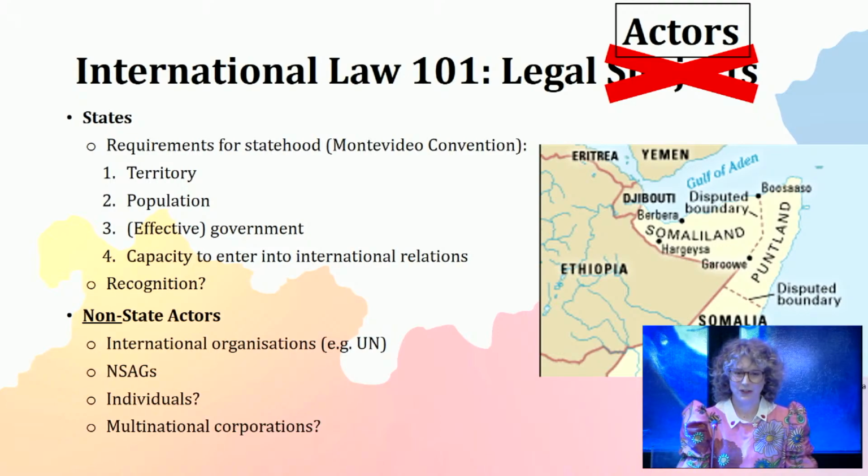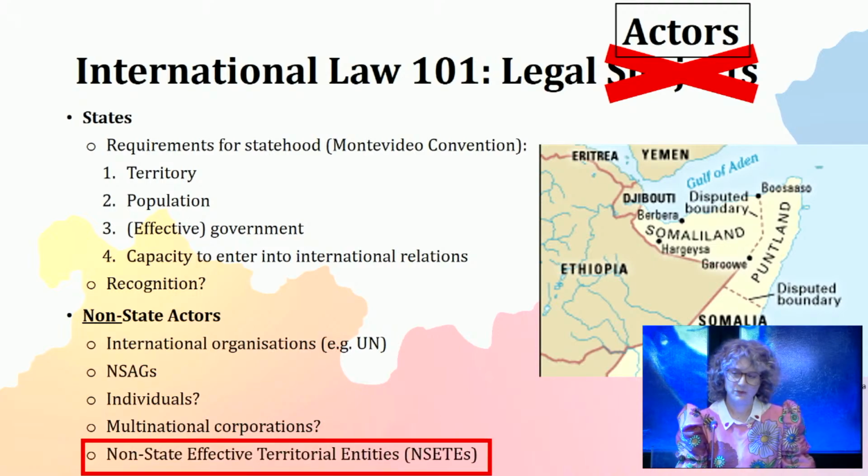Now, the other category we deal with is then the concept of non-state actors. One of the big ones you'll have heard about is the UN as an international organization. Another one that we talk more about these days is as having some kind of legal personality or legal subjecthood as non-state armed groups. But there's also things like individuals, you and me, or multinational corporations, for example, in climate change law. The one we're going to talk about today, and the one that I've spent the last 5 years thinking about, is non-state effective territorial entities.